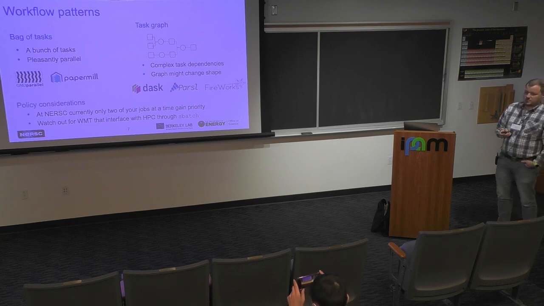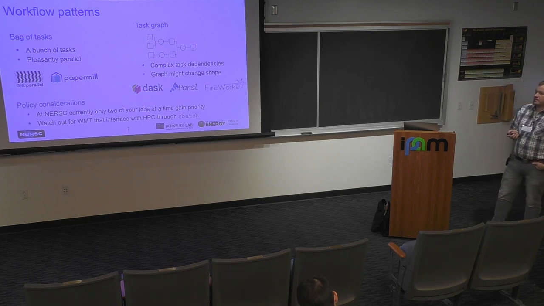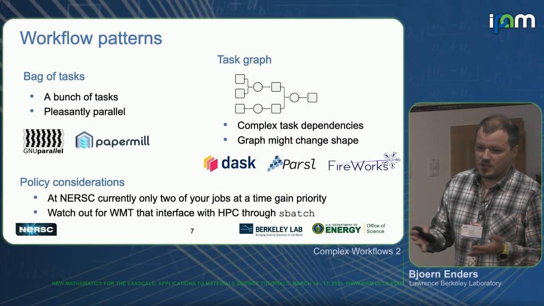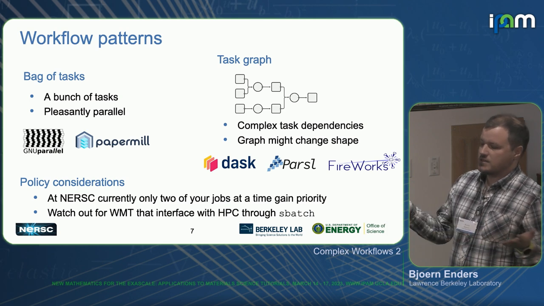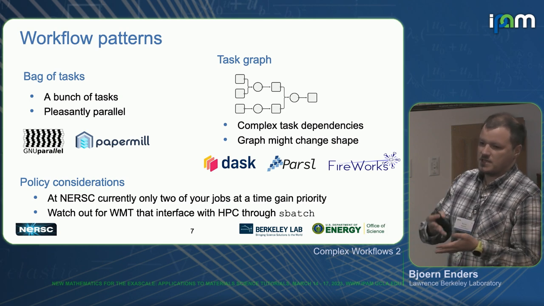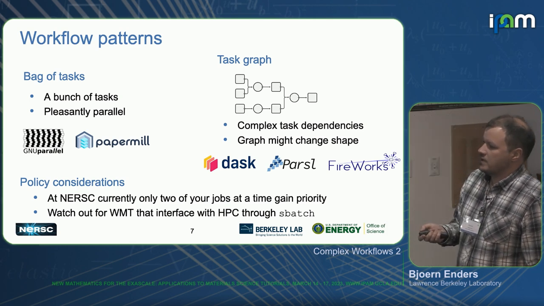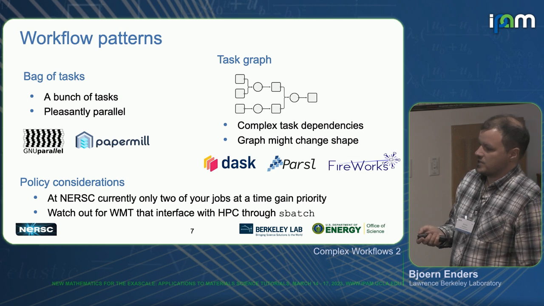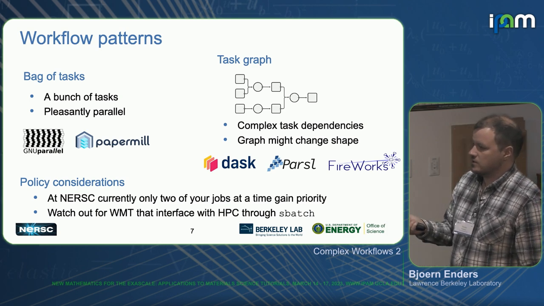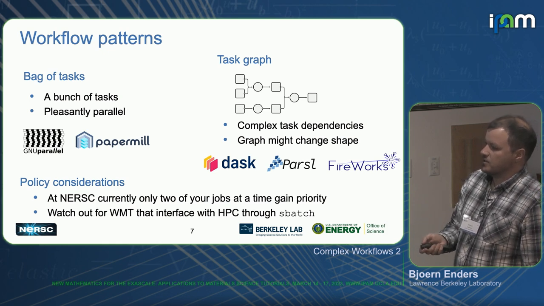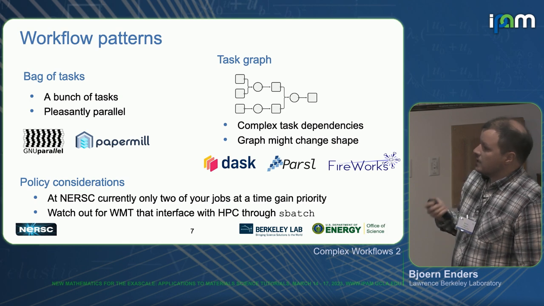So the common workflow patterns that we have, these are the typical ones. I would say 95% of the requests that we get for workflow patterns are essentially just a bag of tasks. I don't have a good graphic here, but it's essentially a pleasantly parallel application of hundreds of tasks. It's very similar, just the input arguments might be different. There are very easy tools for this, like the very low-level GNU parallel that we support, which is just installed on the system. Or if you have that workflow packaged up in a Jupyter notebook, you can use Papermill.